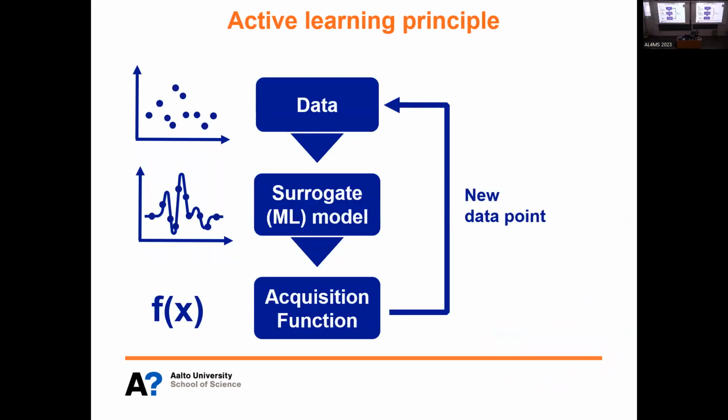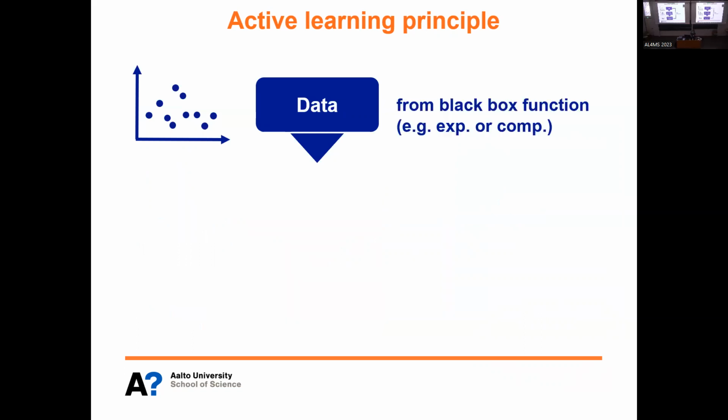And this is the principle of active learning. At first you have some data on the top, then you fit some kind of surrogate machine learning model to that data. And then you define some kind of acquisition strategy for deciding which point you want to sample next. Here the data is assumed to come from a black box function, and that could be, for example, your experimental or computational experiments.